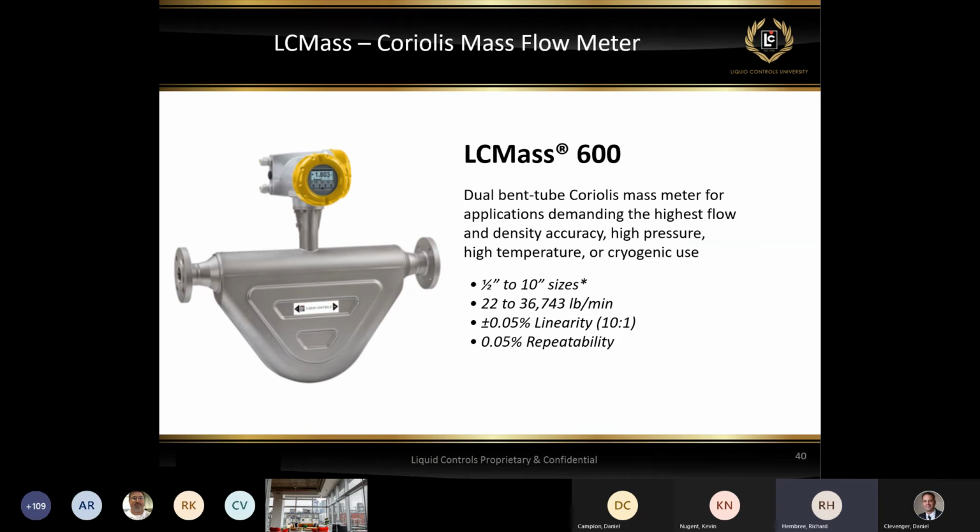The LC Mass 600, this is the dual bent tube mass flow meter, and it's for applications that demand the highest flow and density accuracy, high pressure, high temperature, and it also can be used in cryogenic use. The sizes for this meter are 1/2 inch up to 10 inch, and it has a larger flow range, 22 to 36,743 pounds per minute. And the linearity is 0.05% at a 10-to-1 turndown, and 0.05% repeatability.